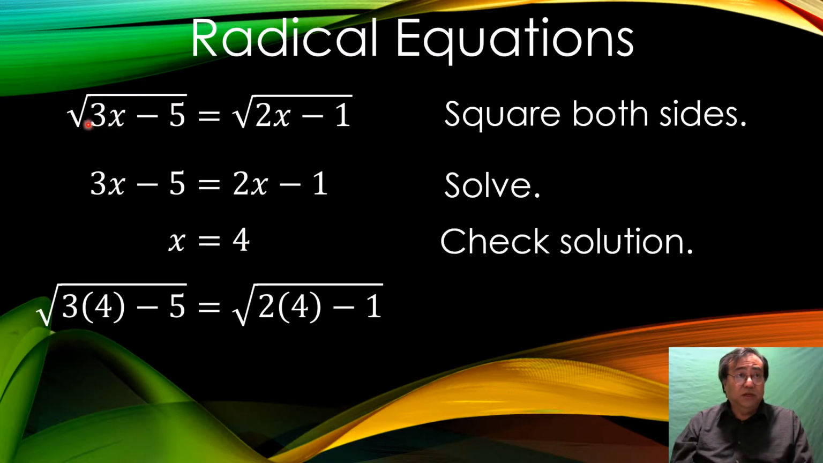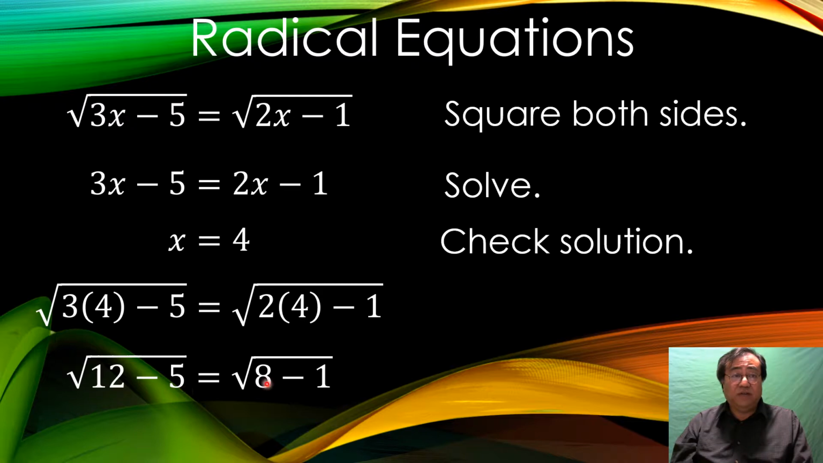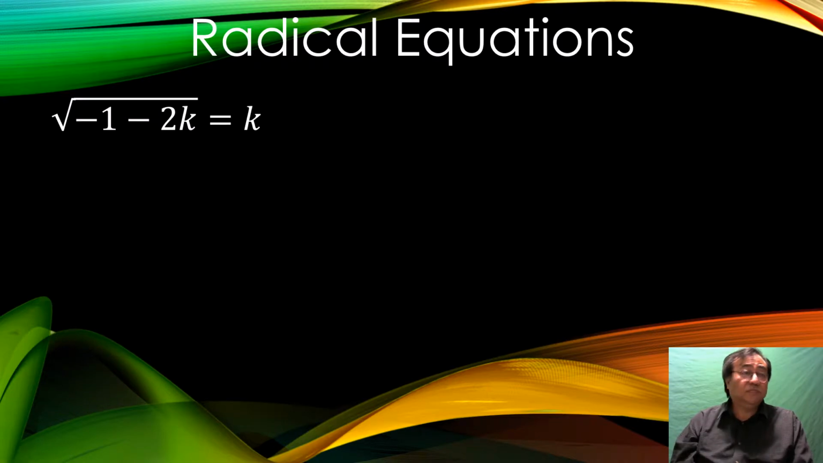Plug it in. 3 times 4 is 12, minus 5, and 2 times 4, minus 1. That's 12 minus 5 on the left, 8 minus 1 on the right, and they both turn out to be the square root of 7. So it works. Oops, I forgot to mention that it works. So the answer is x equals 4.